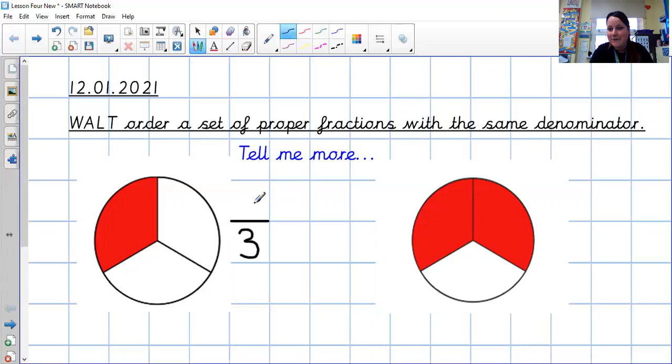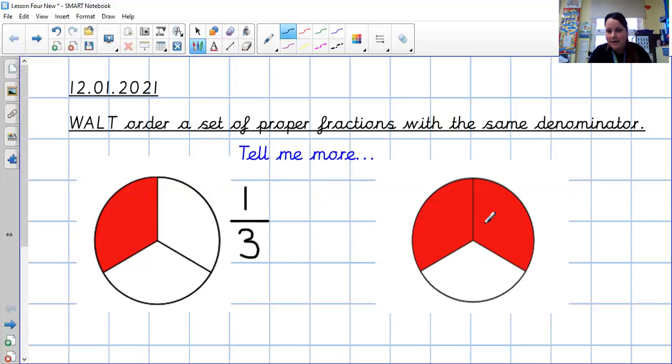Who can remember what the term numerator means? Our numerator is how many equal parts we are interested in. I have shaded in 1, so I am interested in 1 out of the 3 equal parts. So my numerator is 1.